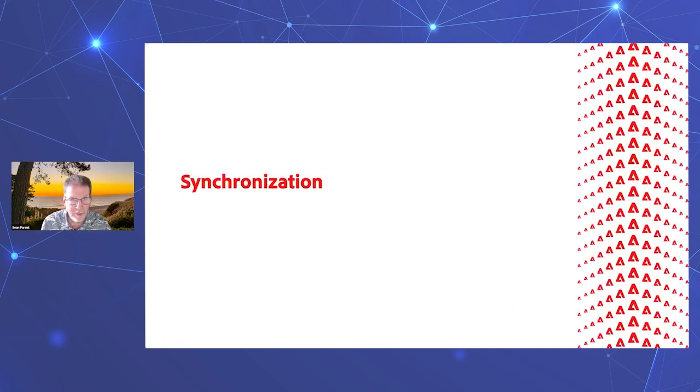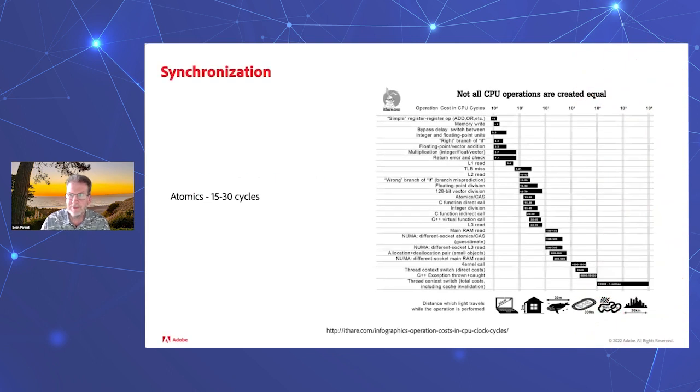So let's talk a little bit about what happens with synchronization. This is a chart from the ITHare website. It's an infographic plotting out the relative performance of common low-level operations, and it's presented on a logarithmic scale. I typically recommend every engineer just familiarize themselves with this graph because there's a lot of useful information on here, including all of the memory information that I just presented on the previous slide.